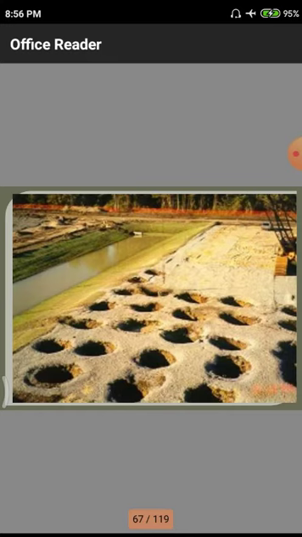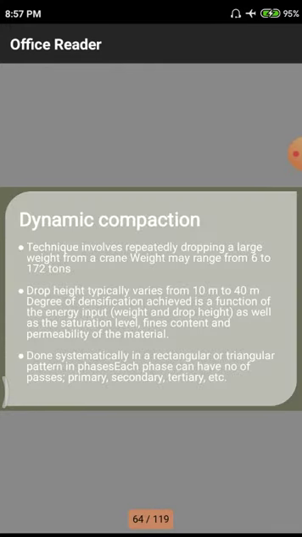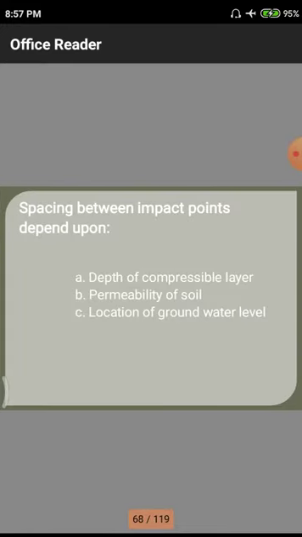This is the compaction after the dropping of load from a particular height. The dropping height may range from 10 to 40 feet, and the dropping weight is 6 to 172 tons. This is the major thing.